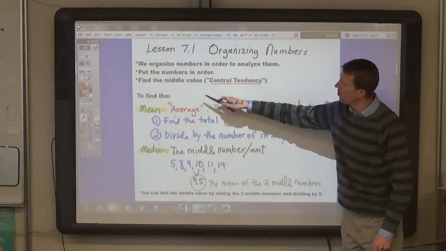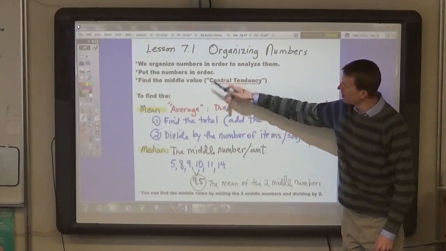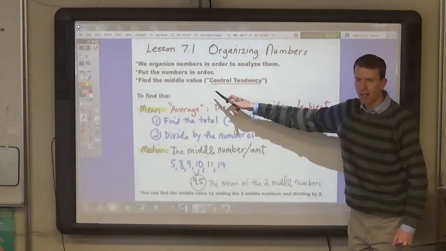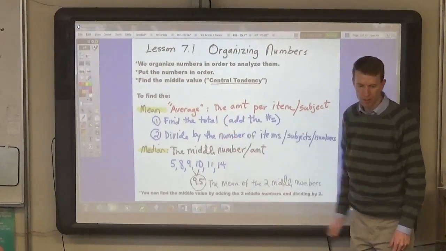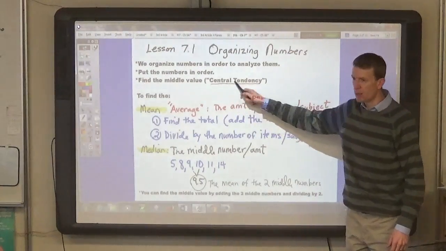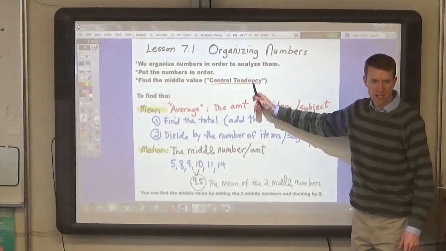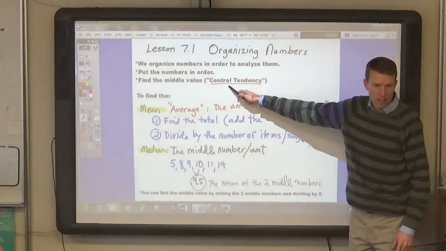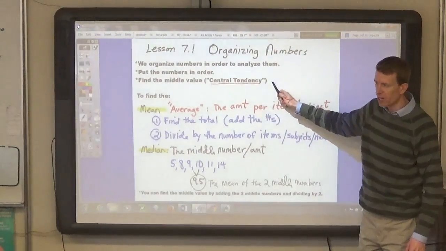And so, 4 ways. The first lesson is on the 4 different ways of finding the middle value in a set of numbers. Or that middle value is sometimes called the central tendency. Repeat that. Central tendency. Okay.